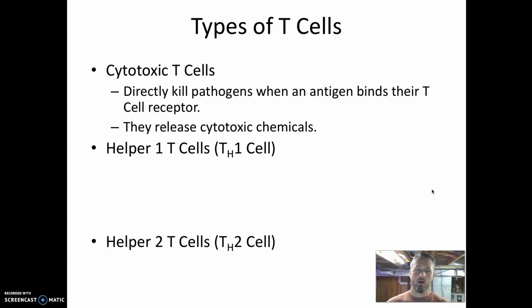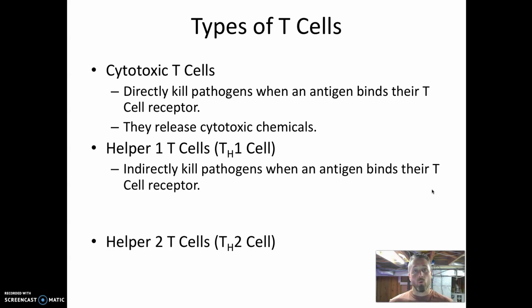How about the helper 1 T cells? Helper 1 T cells try to indirectly kill pathogens. So again, when an antigen binds to the helper 1 T cell's T cell receptor, it activates the T cell to indirectly kill a pathogen. So what does that mean? How do you indirectly kill something?